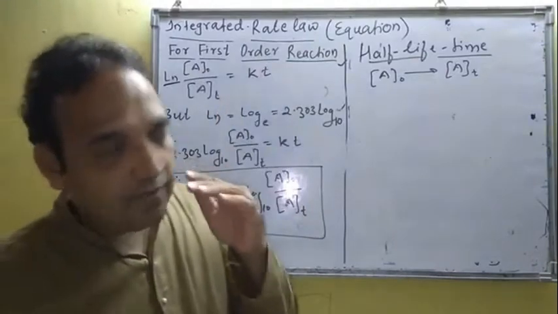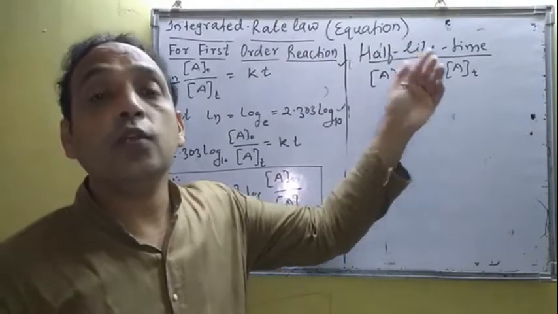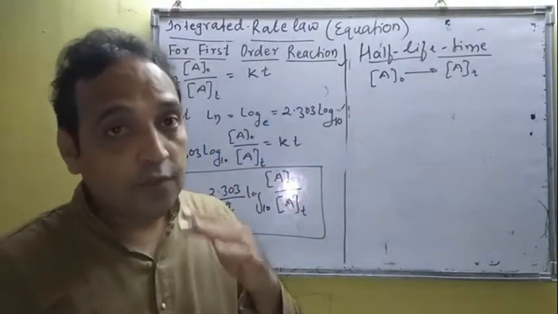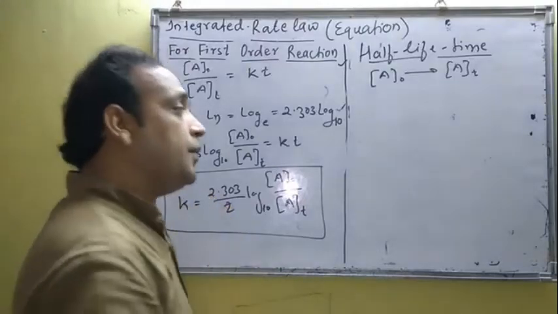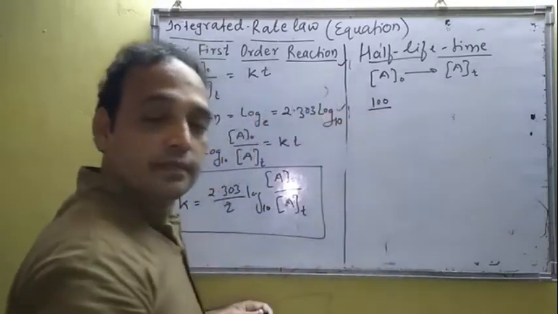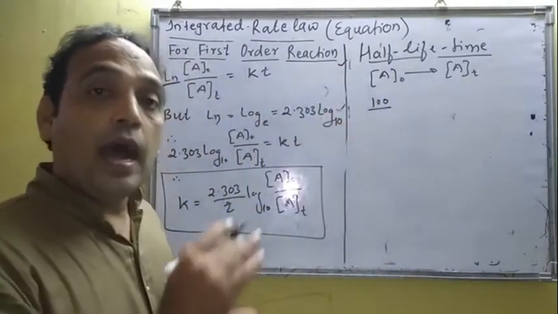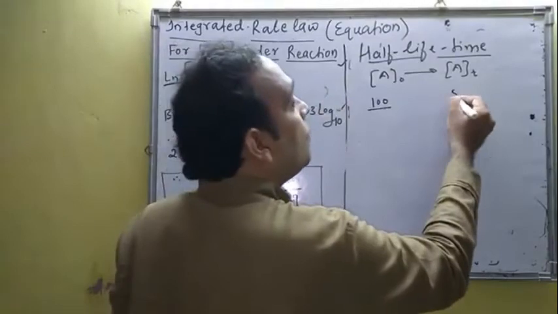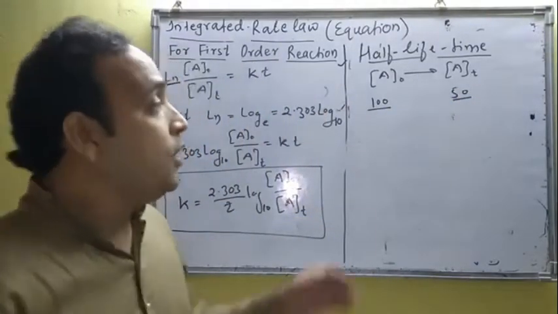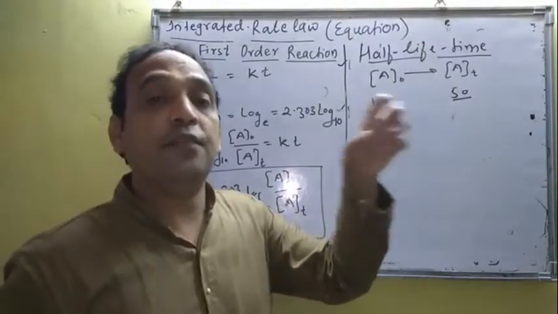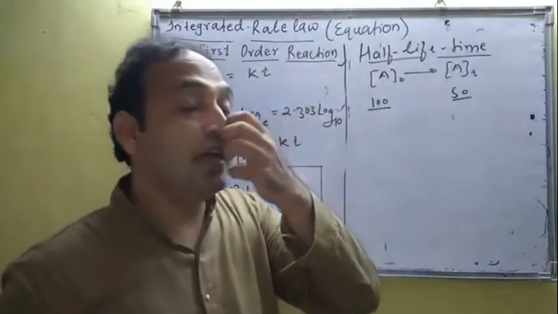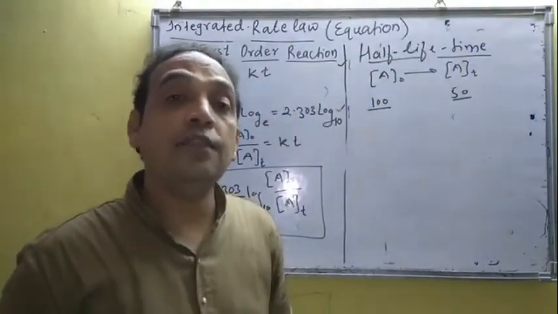Now actually half-life period means the time required to convert half of the reactant into product. Now suppose initially I am having 100 reactants. Now half means here we will get 50. So to convert 100 into 50, that is 50% of the reactant into product, the time is required. That is called as your half-life period or half-life time.